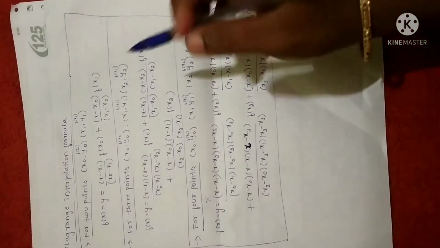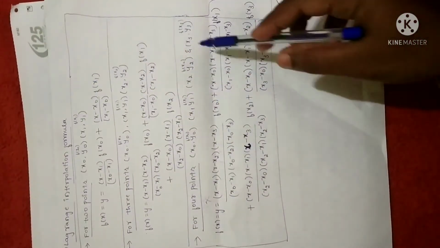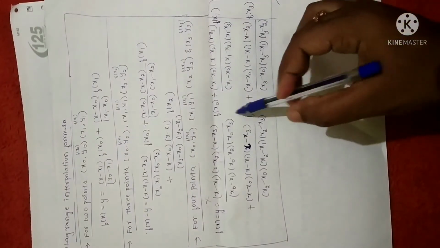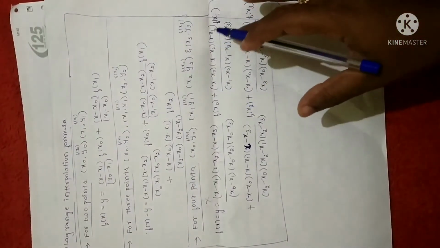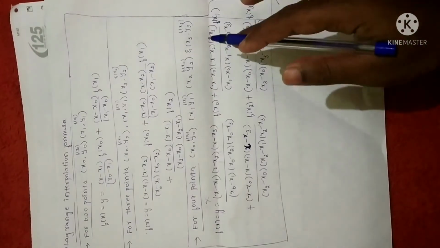If you want you can go through this formula list. Anyhow I will send you this. See, the Lagrange interpolation formula for 4 points. This is what we have. Clear? Now while solving the problems you will come to know. Anyhow you have to remember the formula.